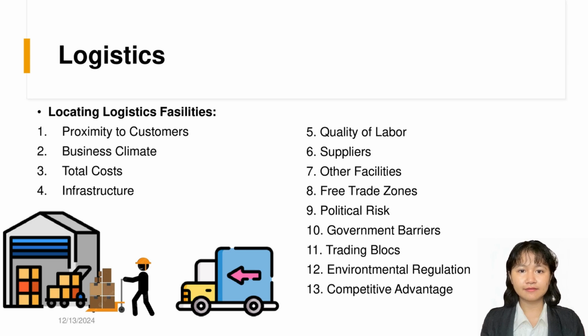Important factors include: 1. Proximity to customers, for faster deliveries. 2. Business climate, favorable government policies or tax incentives. 3. Total costs, including land, labor, and hidden costs like reduced responsiveness. 4. Infrastructure, reliable transportation, energy, and communication networks. 5. Labor quality, skilled and adaptable workers. 6. Suppliers, close proximity supports lean production methods. 7. Regulations and political risks, both local and global policies.